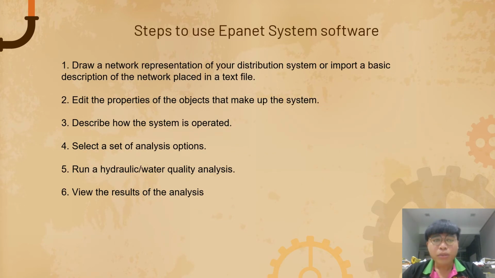Now we talk about the steps to use EPANET software. So first, draw a network representation of your distribution system or import the basic description of the network placed in a text file. Second, edit the properties of the objects that make up the system. Third, describe how the system is operated. Fourth, select a set of analysis options. Fifth, run a hydraulic/water quality analysis. Sixth, view the results of the analysis.